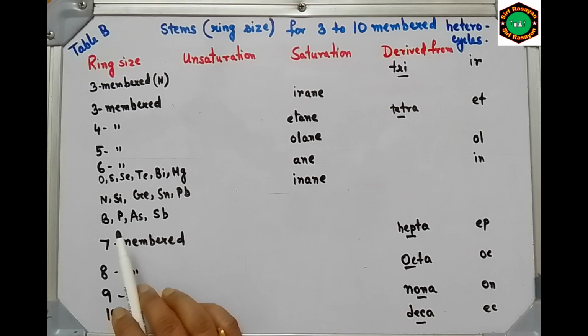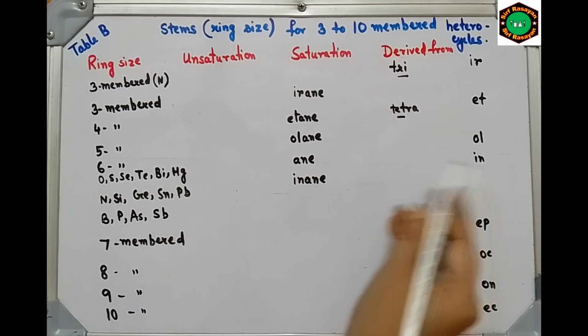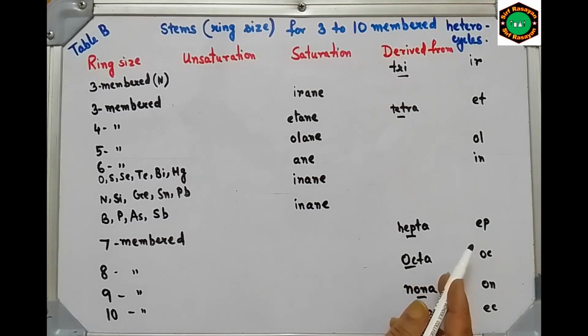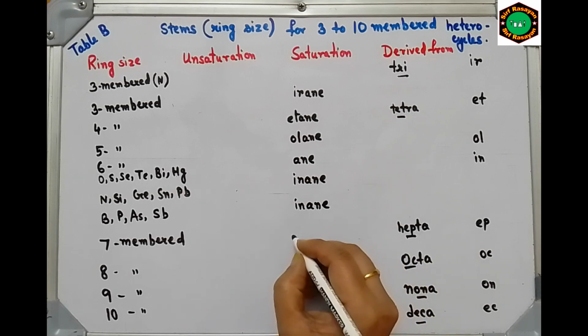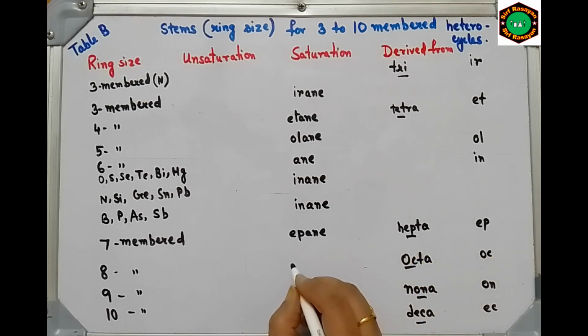If your 6-membered heterocycle has boron, phosphorus, arsenic, antimony, then also you take in and then add ane. For a 7-membered saturated system, take ep and add ane, so epane. For 8-membered, ocane. Similarly for 9-membered, on, and there we are adding ane, onane. And for 10-membered, here we are adding ane, so it is ecane.